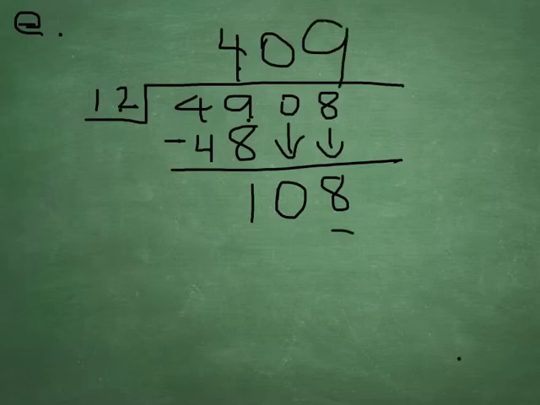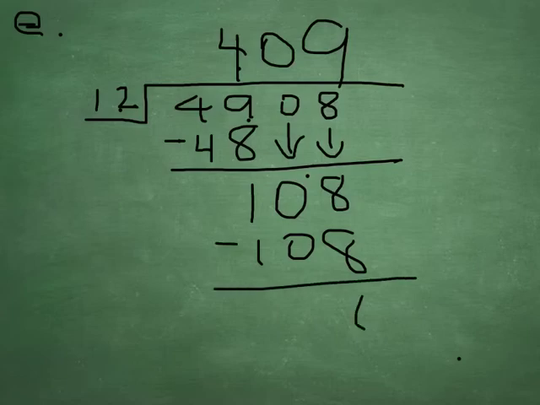9 times 2 is 18. Carry the 1. 9 times 1 is 9 plus 1 is 10. I'm going to subtract and I get a 0 remainder. And we're good. Alright, one more practice problem.